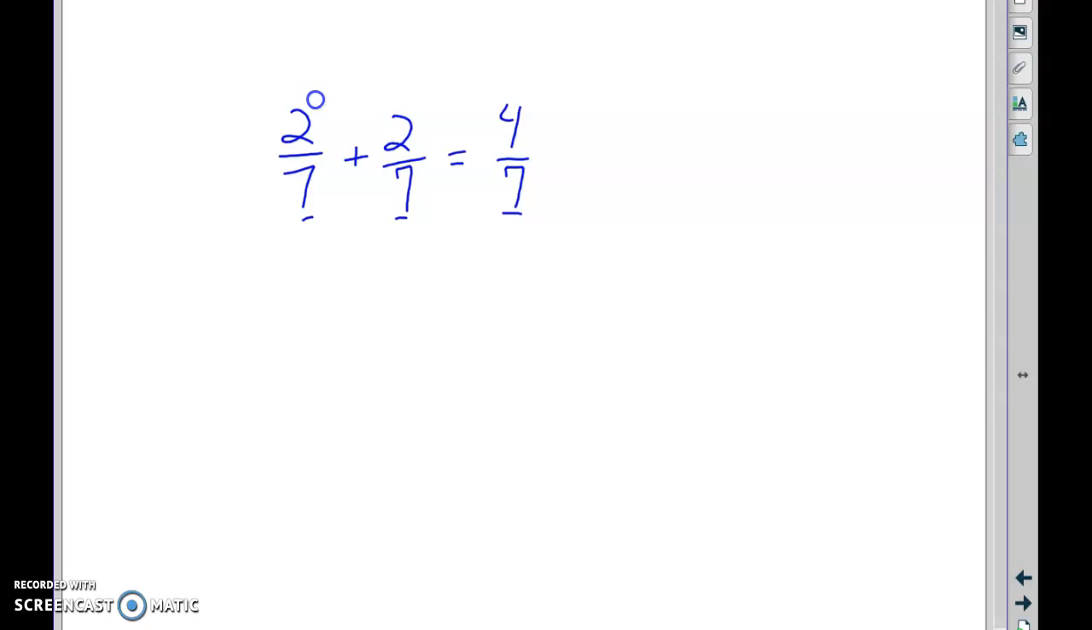Now what if I asked you, how much does he have left to go? Well, he's going to read the whole book, 1 whole. So let's think about it. How many sevenths would be in 1 whole? Well, 7. If I have a pie and I cut it into 7 pieces and I eat the whole thing, I've eaten 7 out of the 7, right? 7/7 is 1 whole. So if there's 7/7 in his book, he's read 4. How much does he have left? 3/7.